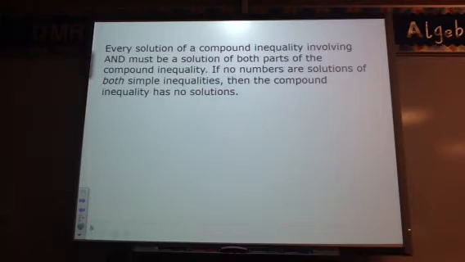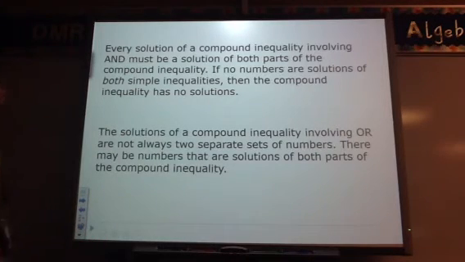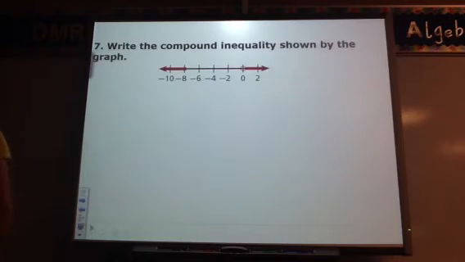Okay, every solution of a compound inequality involving and must be a solution of both parts of the compound inequality. If no numbers are solutions of both simple inequalities, then the compound inequality has no solutions. The solutions of a compound inequality involving or are not always two separate sets of numbers. There may be numbers that are solutions of both parts of the compound inequality. So let's look at this.